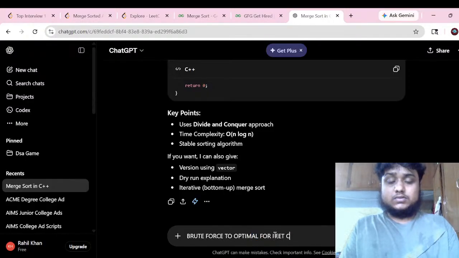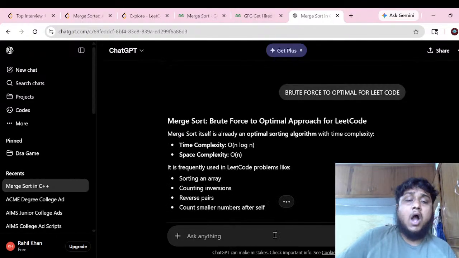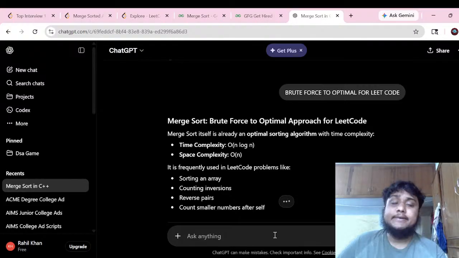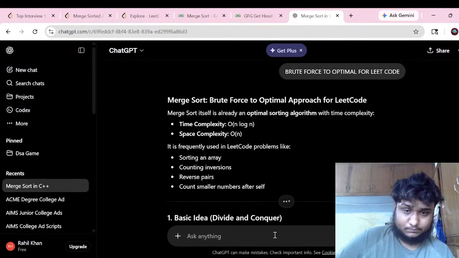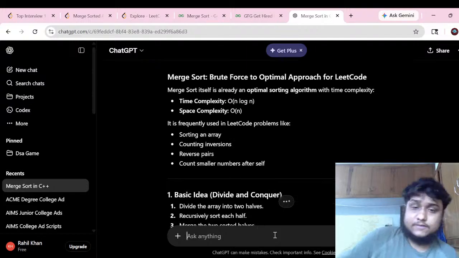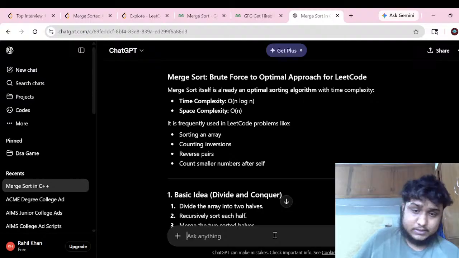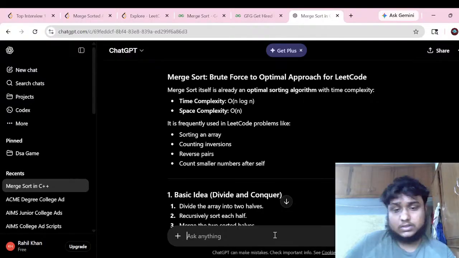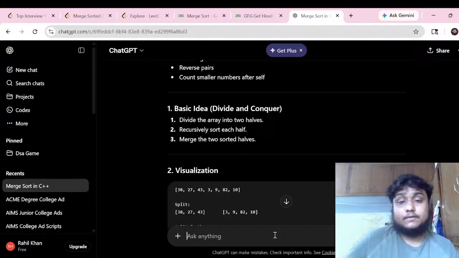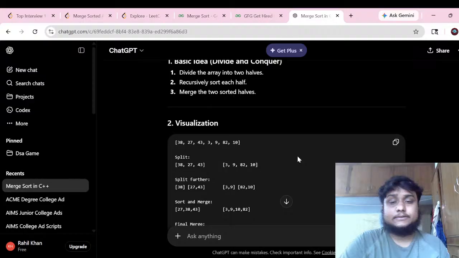इसको ऐसे डालेंगे ब्रो. It is frequently used in LeetCode problems like sorting an array, counting inversions, reverse pairs, count smaller numbers after self. Basic idea: divide and conquer. Divide the array into two halves recursively, sort each half, merge the sorted halves. अच्छा, visualization.